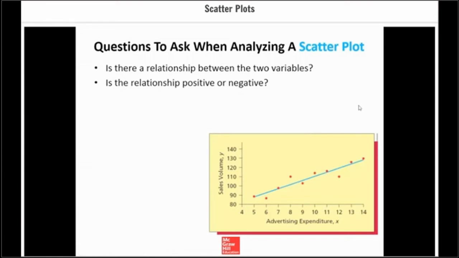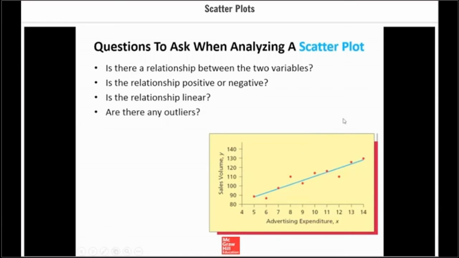Is the pattern we see positive or negative? So do the variables tend to increase together or decrease together? Or, as one variable increases, does the other decrease? Positive or negative? Is the relationship linear? Now that's why I drew a line for reference on this scatter plot. You don't have to have a line on every scatter plot. But I drew it here, and it sure looks like the relationship is linear. It's not perfectly linear. Not all the points fall on the line, but it's not bad.